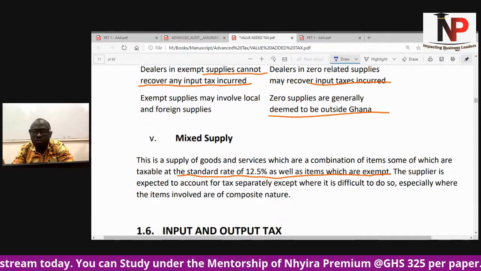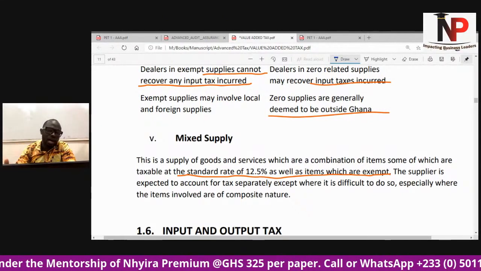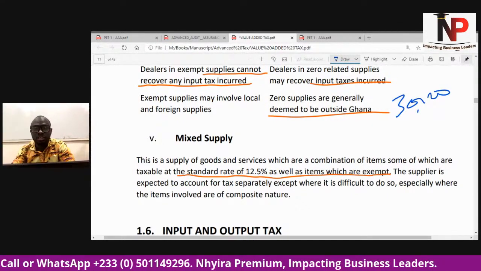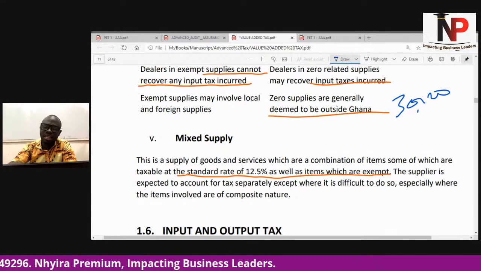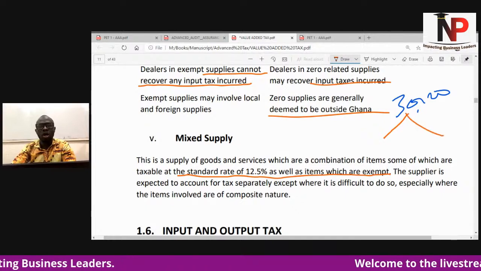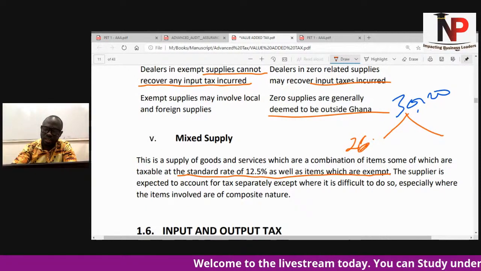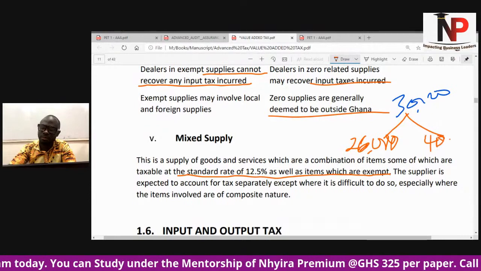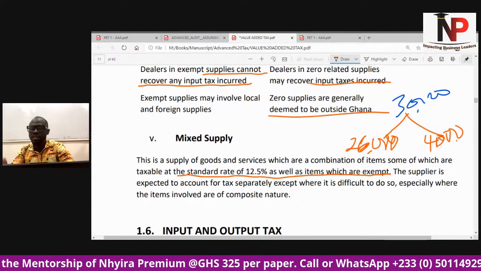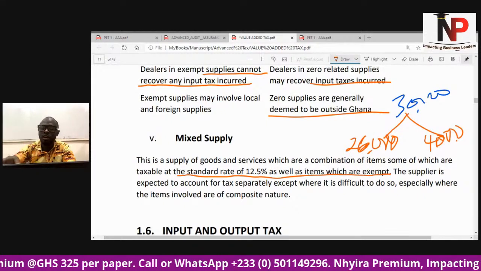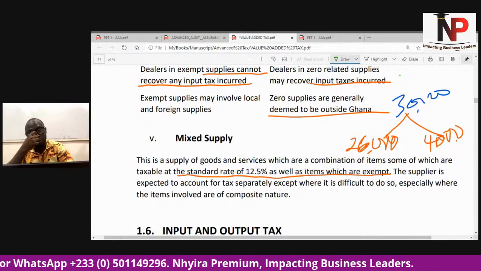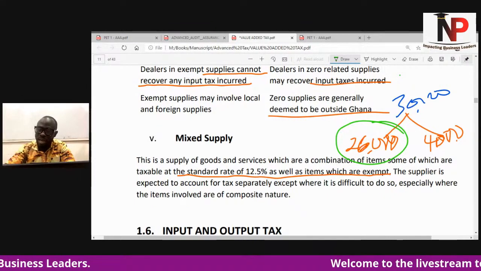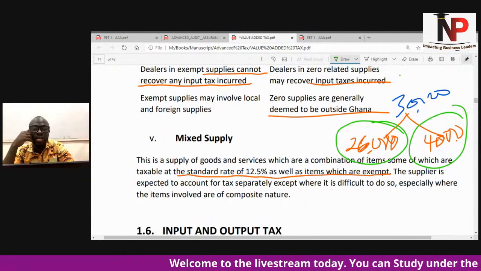So maybe we bought goods from you and we sell some goods, and then because of our status, partly maybe we bought something worth $30,000. So let's say that when we divide this into two, about 26,000 of that is a relief supply, and then only 4,000 of that is an exempt supply. What we're saying here is that for tax purposes, we are supposed to account for them all separately. Because this is an exempt supply, you account for it separately, and then this is a relief supply, you account for that as well separately.